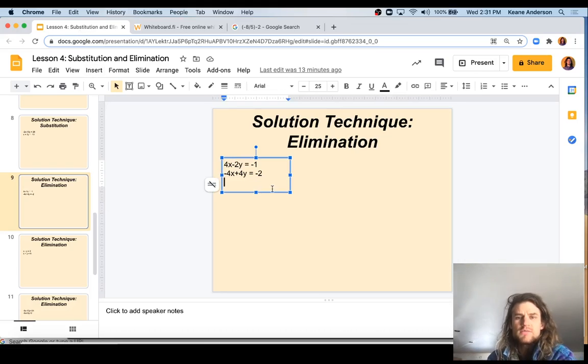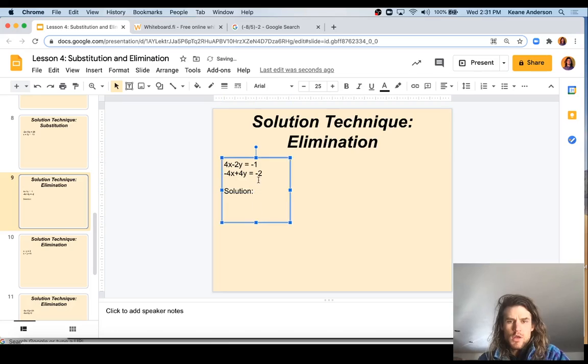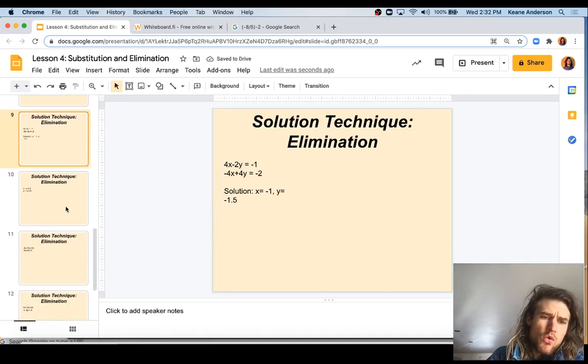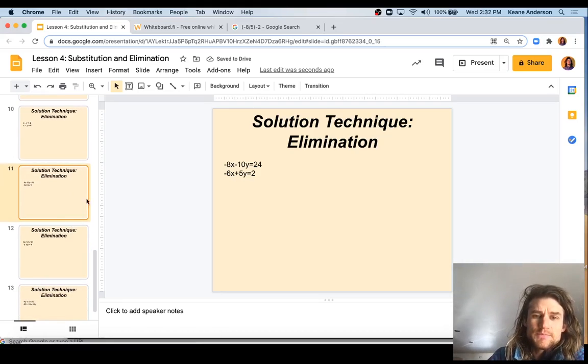Our solution is, what was it? x equals negative 1. Right, let's double check. x equals negative 1, y equals negative 1.5. And there we go. Let's do one more here. Let's do slide 11.